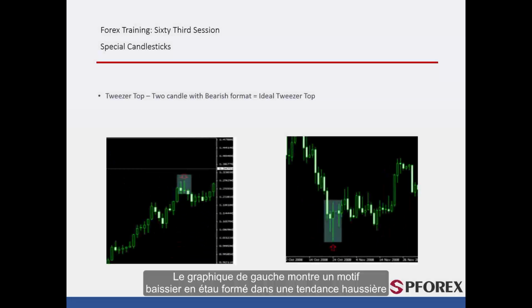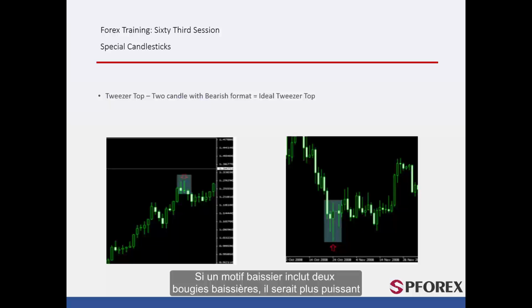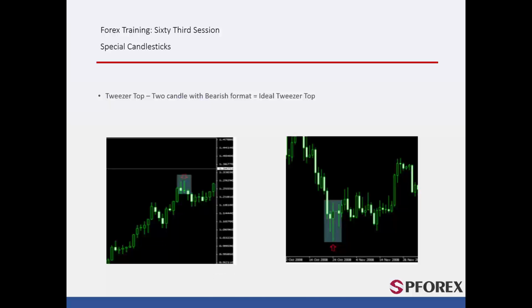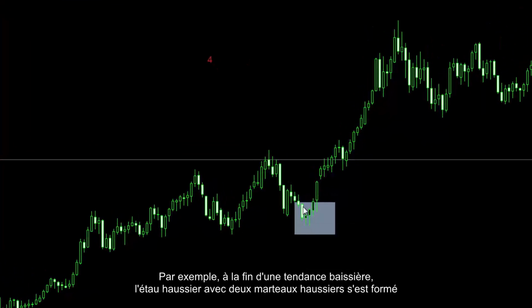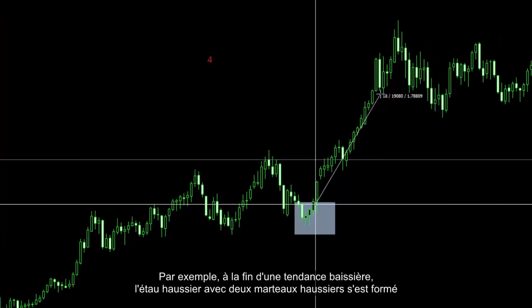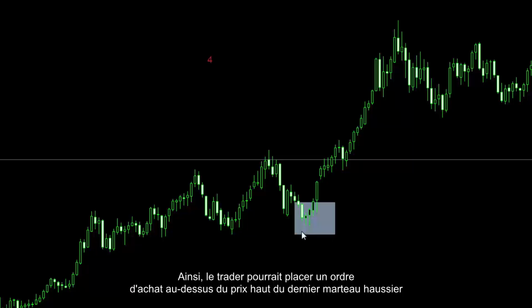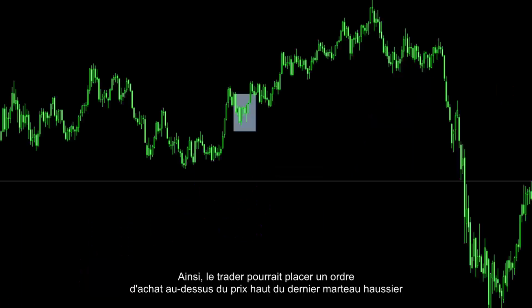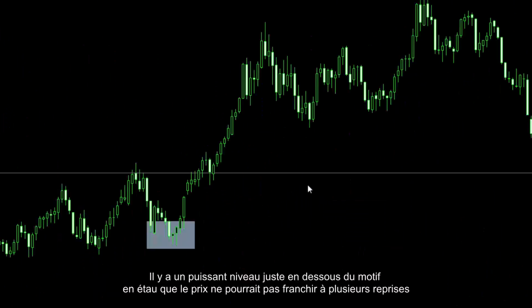The left graph shows that a bearish tweezers pattern formed inside an upward trend. This tweezers pattern includes two shooting star candles. If a bearish pattern includes two bearish candles, it would have more power. There are several examples on the MetaTrader 4 platform. For instance, at the end of a downward trend, bullish tweezers with two bullish hammers have formed. Thus, a trader could place a buy order over the high price of the last bullish hammer. There is a powerful level just below the tweezers pattern that price could not cross several times.